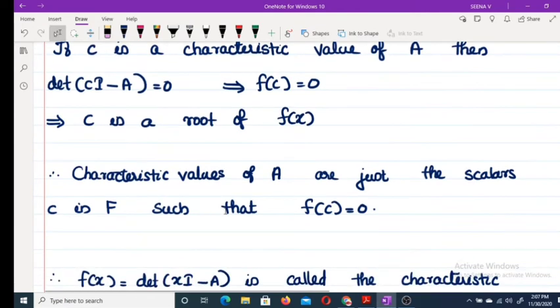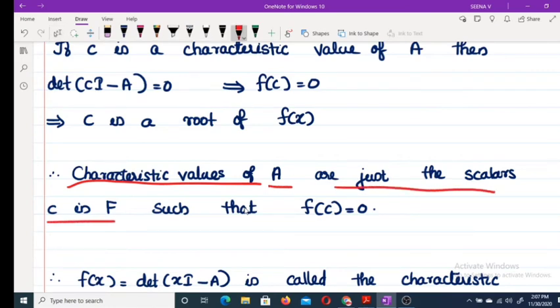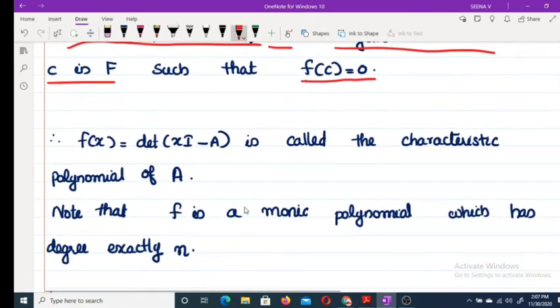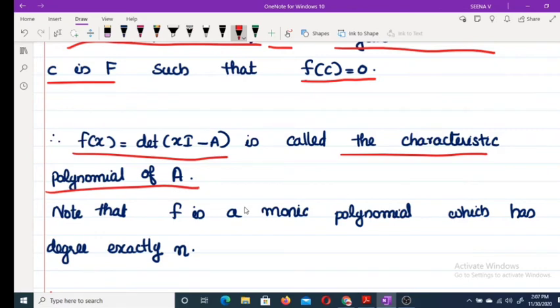Therefore, this is very important, the characteristic values of A are just the scalars C in F such that f of C equals 0. Okay. Now this f of x equal to determinant xI minus A is called the characteristic polynomial of A.